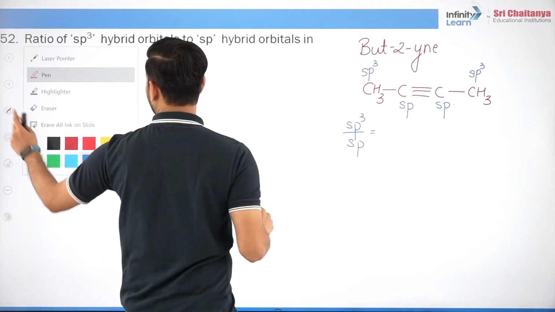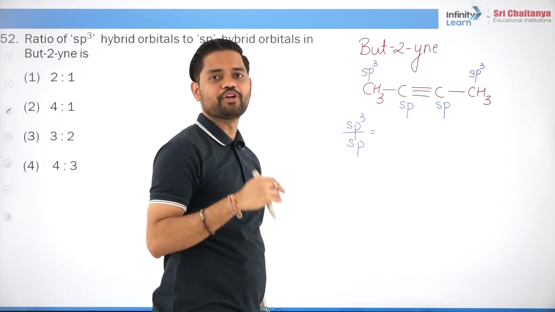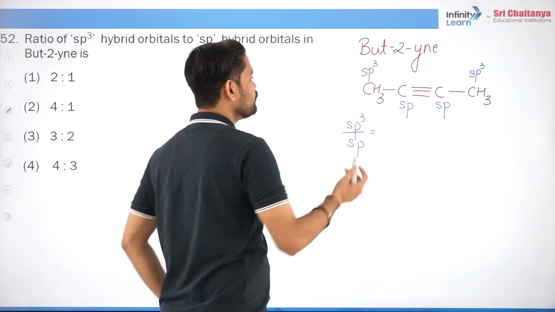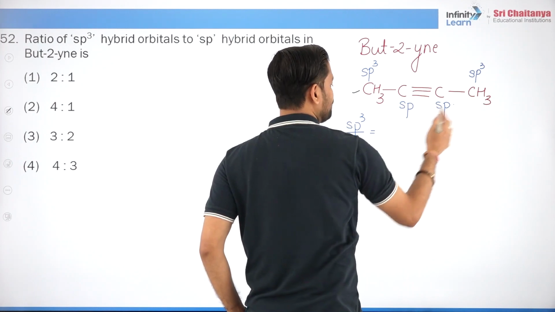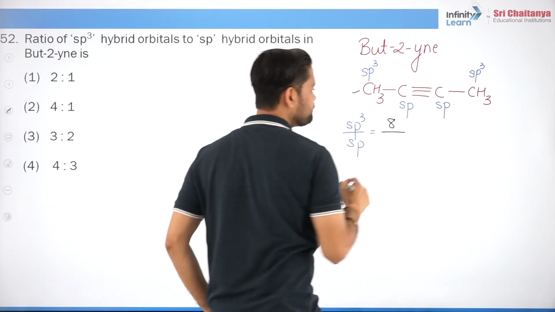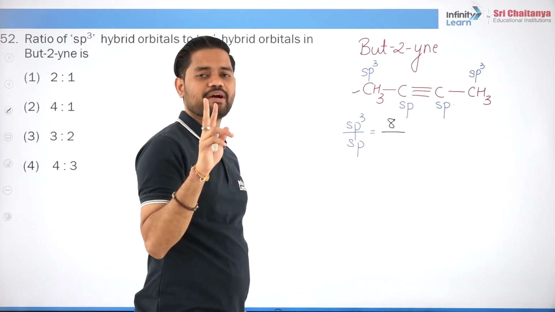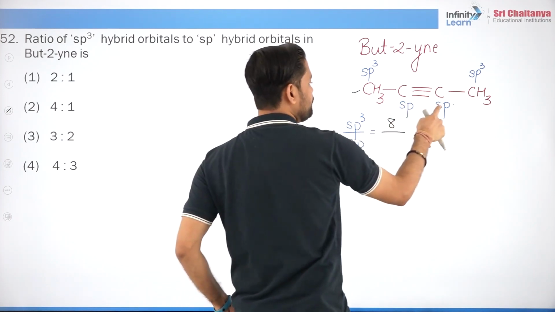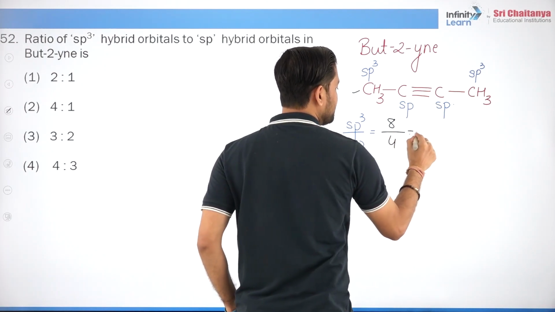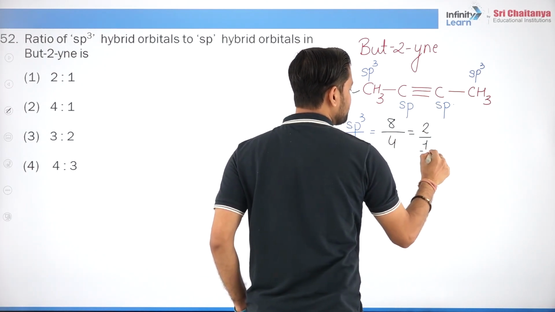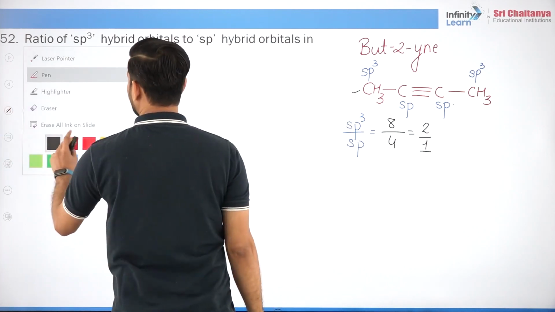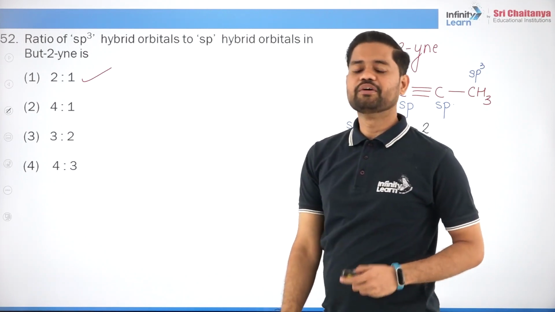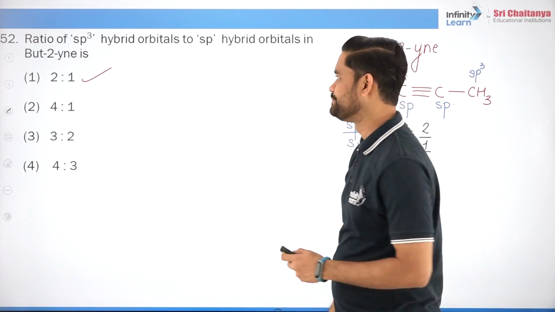So sp3, that means how many orbitals have been mixed? 4. That means 4 new hybrid orbitals will be formed. So 4 orbitals over here, 4 orbitals over here, it's total 8. sp means 2 orbitals have mixed, that means 2 new hybrid orbitals will be formed. So that is 2 plus 2, that is 4. Hence the ratio will be 2:1, and the option is again option number 1. So for 52, the correct answer is option number 1.